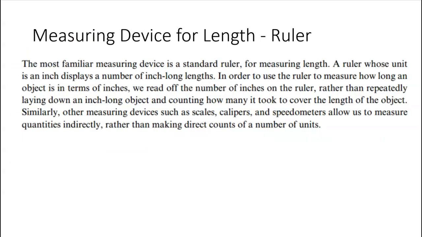So a measuring device for length is a ruler. And there's a lot of difficulty with rulers traditionally. A ruler whose unit is an inch displays the number of inch-long lengths. In order to use the ruler to measure how long an object is, we read off the number of inches on the ruler rather than repeatedly laying down an inch-long object. Can you imagine doing that? That's why we love rulers, rather than laying down inch-long pieces. We could use scales, speedometers, all sorts of different ways, rather than just making a direct count.